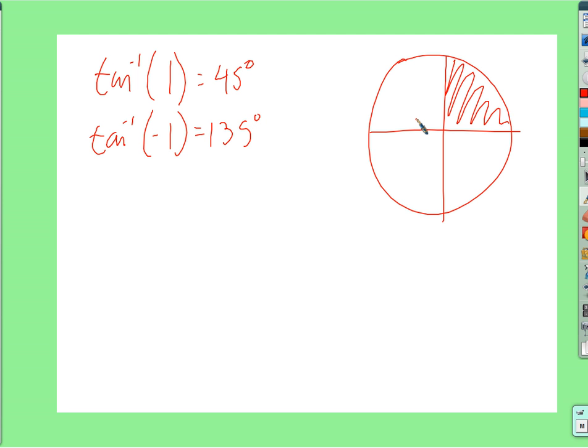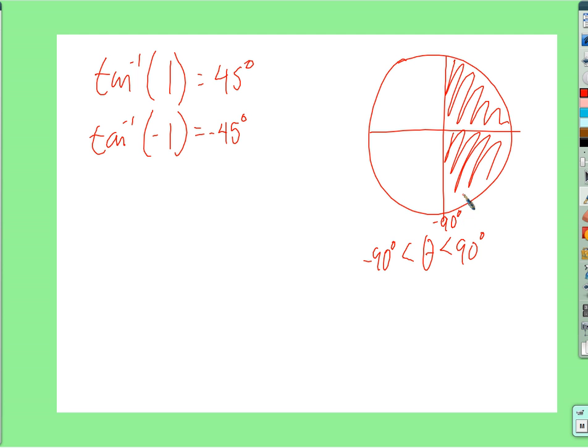There would be a logical reason for that, and it absolutely makes sense. But I'll show you why it's better to use the same range as the inverse sine. The angles are going to come between negative 90 and positive 90. So the question is, why negative 90 to positive 90 instead of 0 to 180?